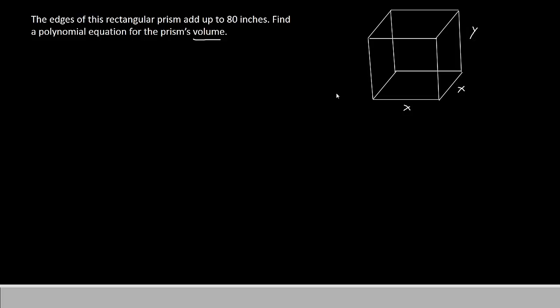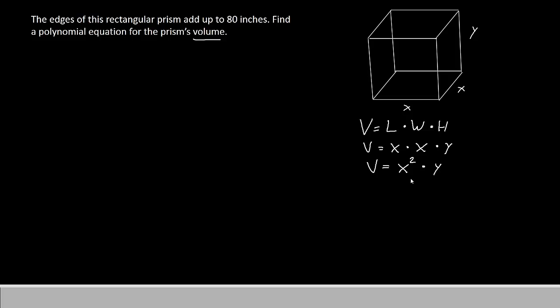So if I'm going to try to write an equation for the volume, let's start with the definition of volume. We know volume for a three-dimensional box is length times width times height. If we look at this box, we can see that the length of the box on this side is x, and the width on this side of the box is x, and the height is y, so that volume equals x times x times y. Or in other words, it's equal to x squared times y.